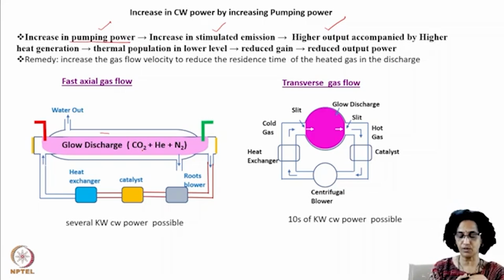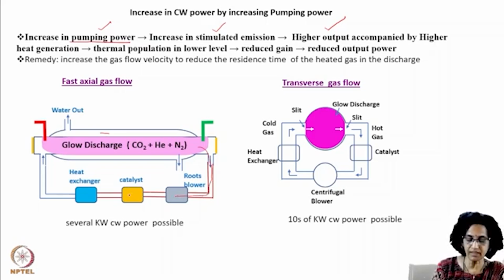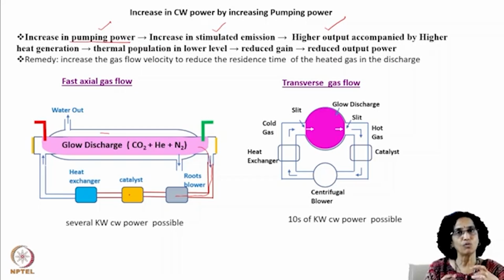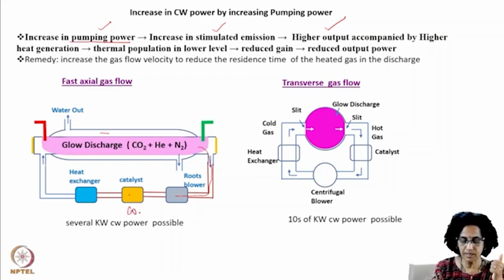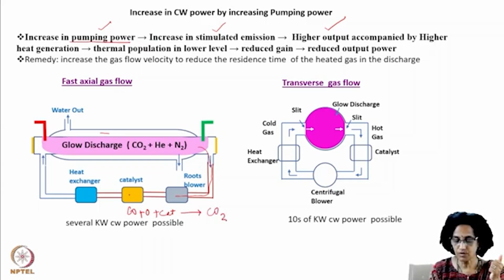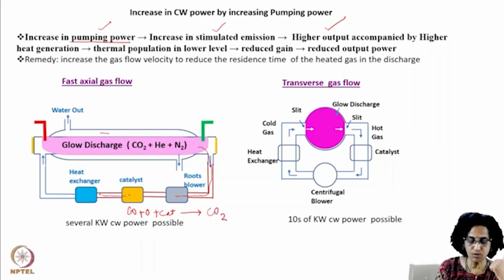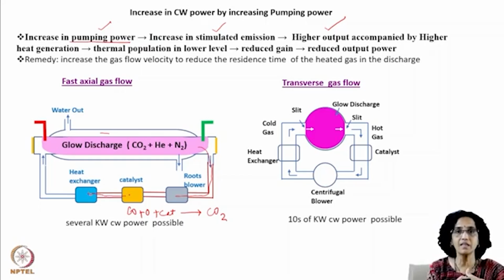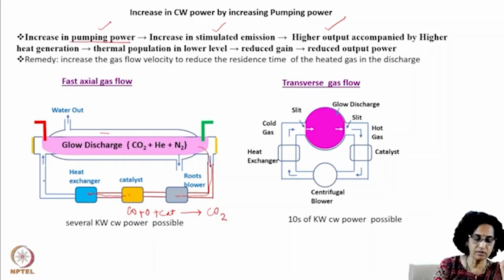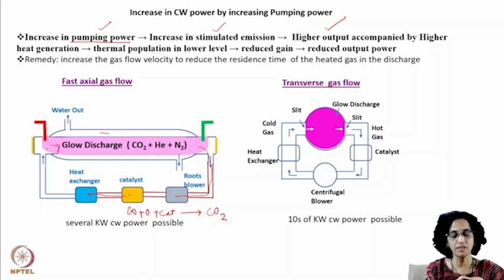So what normally is made use of is you remove the gas and make it go through a catalyst. So what is the catalyst doing? The catalyst is trying to see that the dissociation products are recombined into CO2. The CO plus oxygen plus this catalyst will give rise to CO2. So the contamination part of the gas is taken care of. Then it goes to the heat exchanger. What the heat exchanger does is take away the heat, and the cold gas is once again made to flow through the discharge loop.